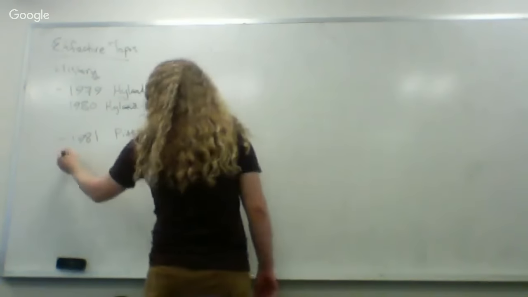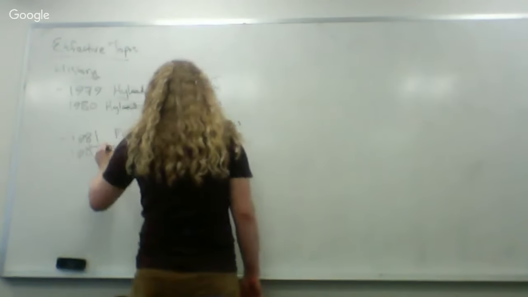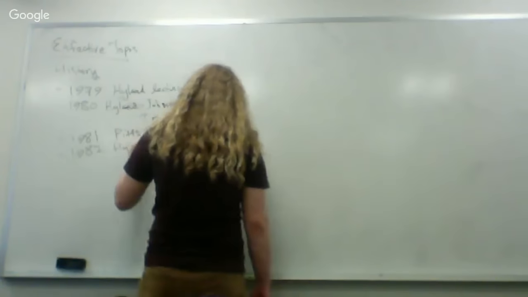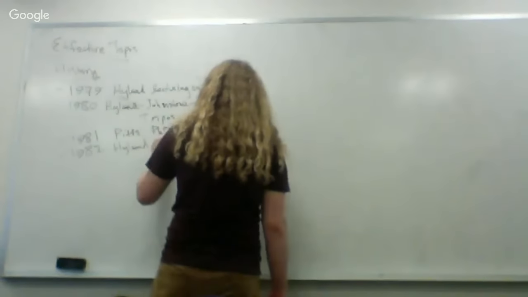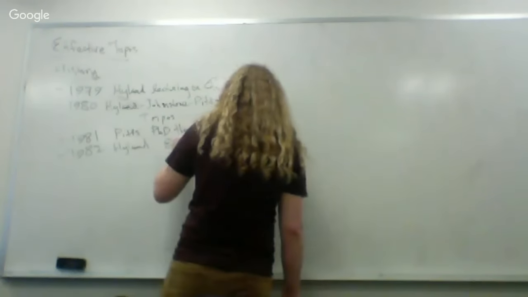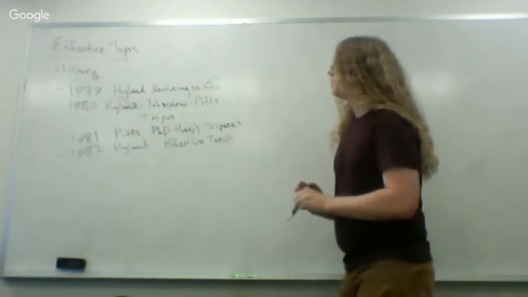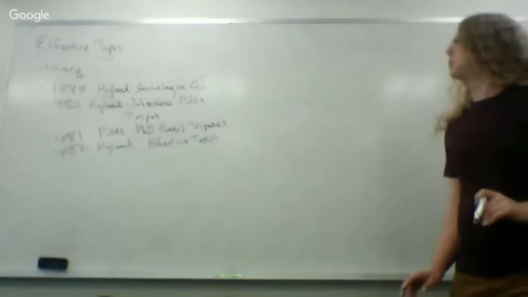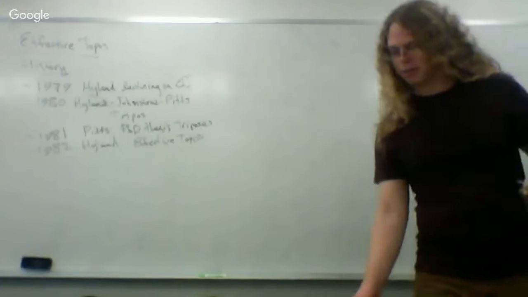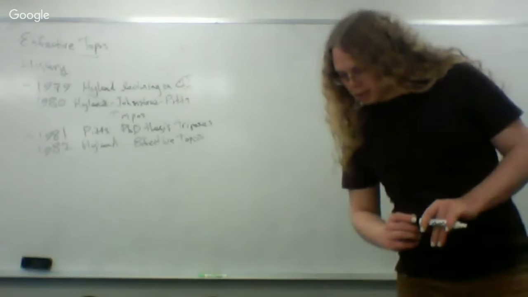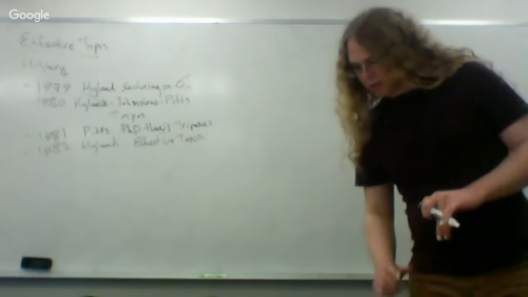And then finally, in 1982, Hyland publishes The Effective Topos. So a paper, The Effective Topos, on the effective topos. Okay, so I'm going to talk about the effective topos. I might mention triposes at the end, but I'm mostly not going to mention them.